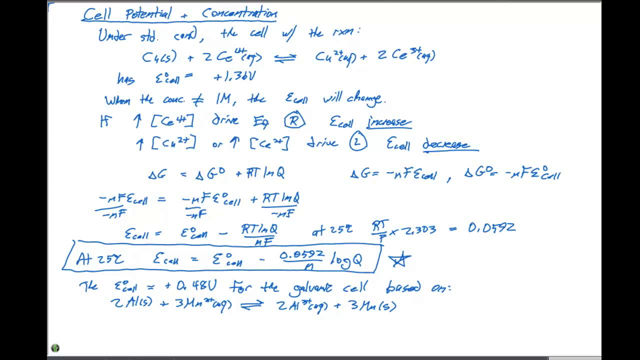We want to calculate the E cell when the concentration of manganese 2+ is equal to 0.5 molar and the concentration of aluminum 3+ is equal to 1.5 molar. And this is at 25 degrees Celsius.